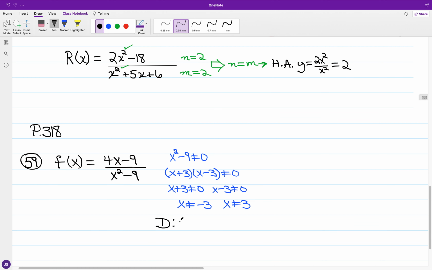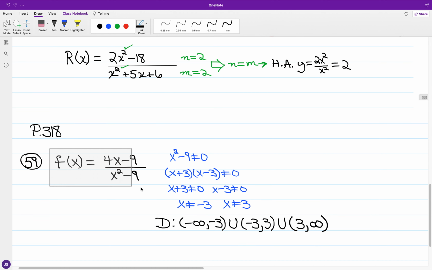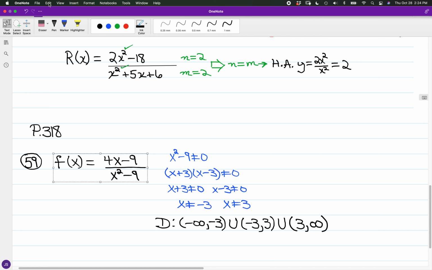And so for the domain, we have two exclusions, negative and positive 3. First, we have those values of x less than -3, and in the middle, those values of x between but not including -3 and +3. And then at the upper end, those values of x which are greater than 3.